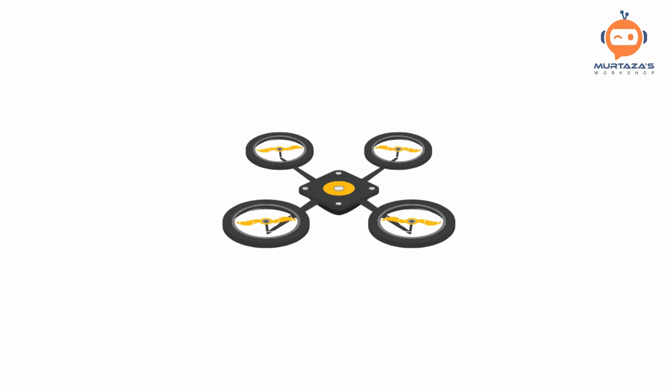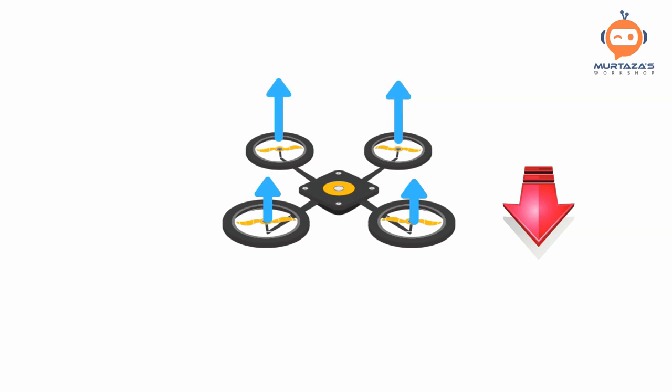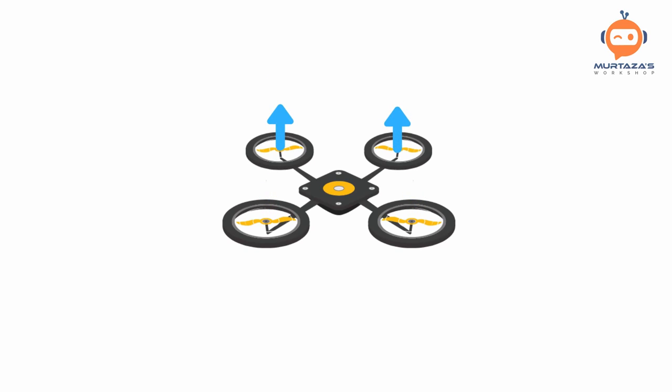Similarly, we can translate in the third direction, which is moving forwards and backwards. By decreasing the speed of the front motors and increasing the speed of the back motors, the drone will move forward. For moving backwards, we can decrease the speed of the back motors and increase the speed of the front motors.